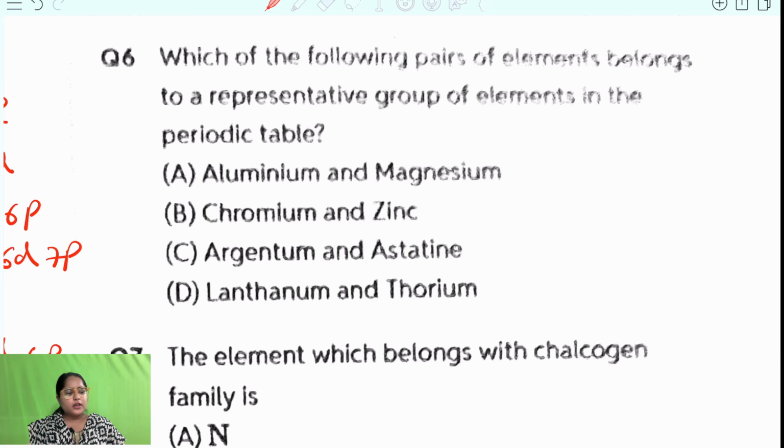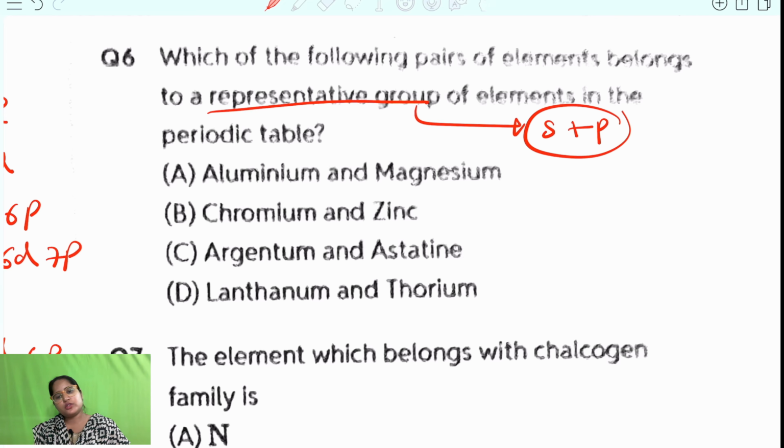Next, question number 6. Which of the following pairs of elements belong to the representative group of elements in the periodic table? I have told you representative groups mean the main elements, that is S plus P block elements. All S and P blocks are known as representative group elements. So aluminum, Al, is P block, magnesium, Mg, is S block. So we have got the first option. Chromium and zinc are D block elements. Astatine, lanthanum, thorium, no. So in every other option we have elements other than S and P. So the first option is the right option.